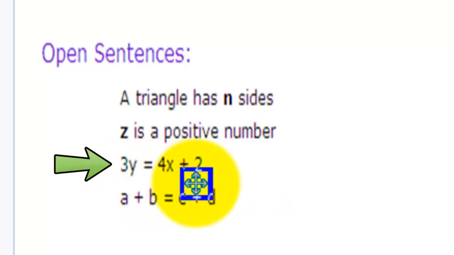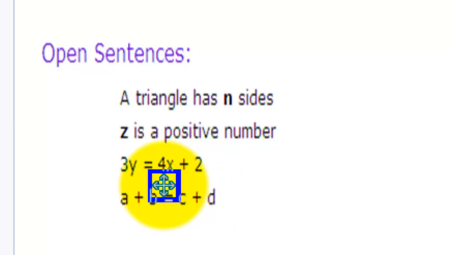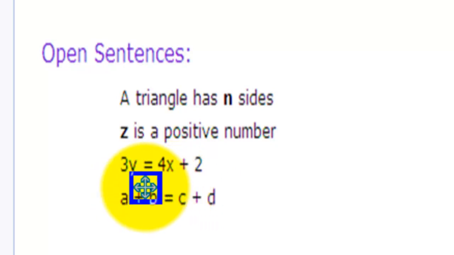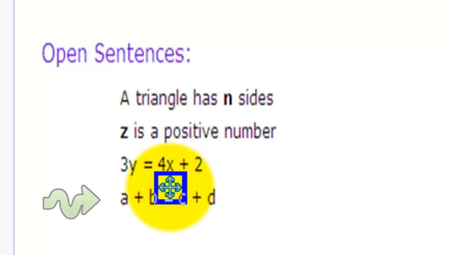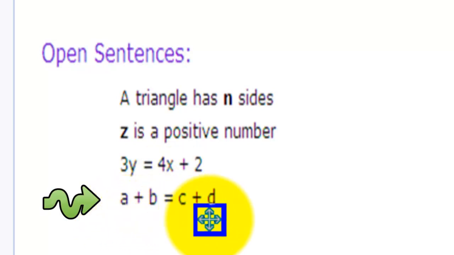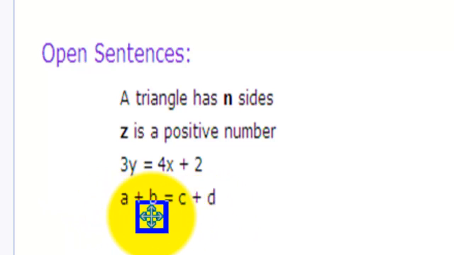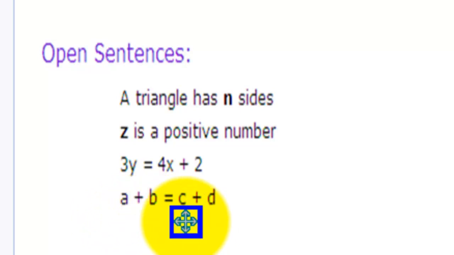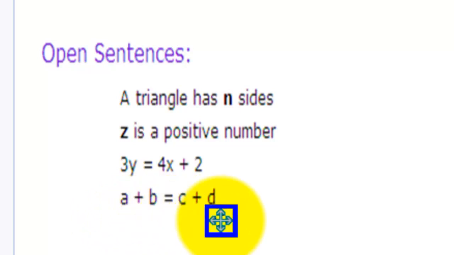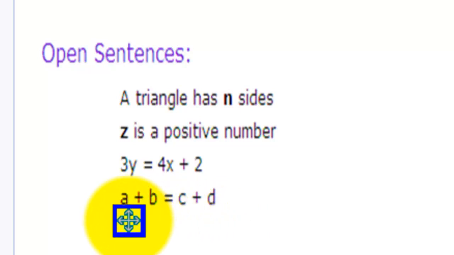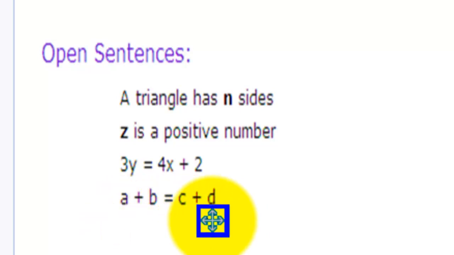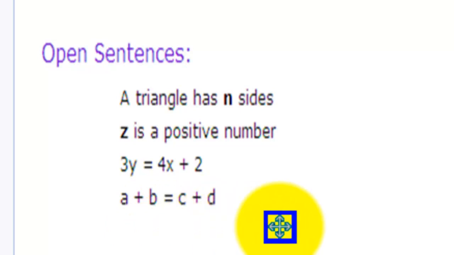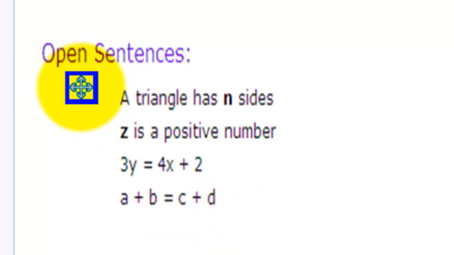3y equals 4x plus 2. Great equation, but it doesn't necessarily mean that it's true or false. We could find the answers for x and y to make it true, but what if they're the wrong numbers? A plus B equals C plus D. What a great problem again, but I could put A 1, B 2, 1 plus 2 is 3, C 3, D 4, and then this is 7. Now it's false. But what if A and C were the same and B and D were the same? Then we would have something that's true. Open sentences do not have an exact answer.